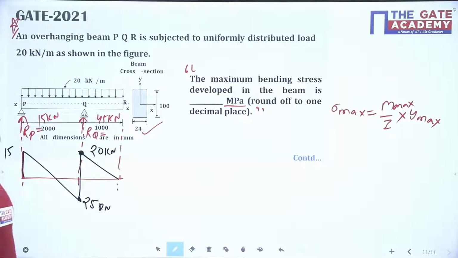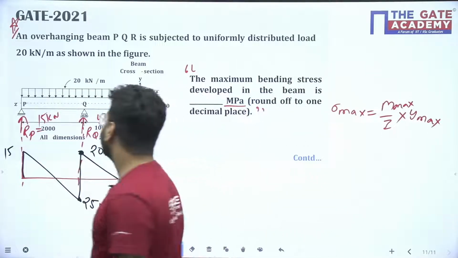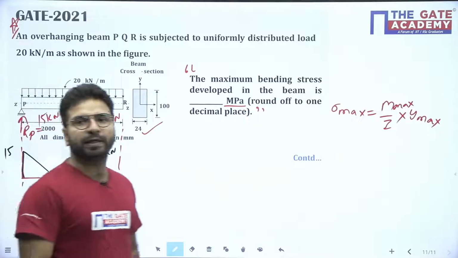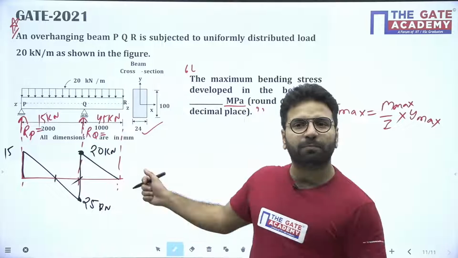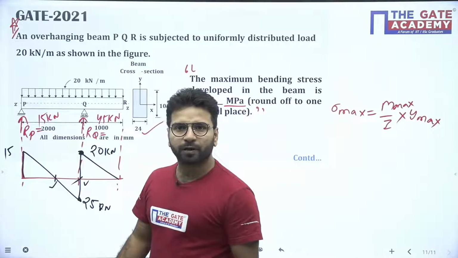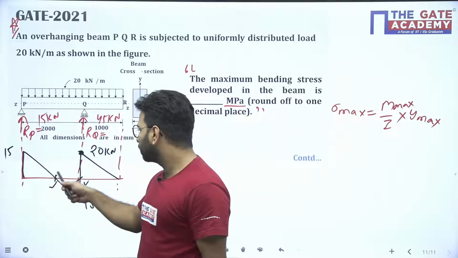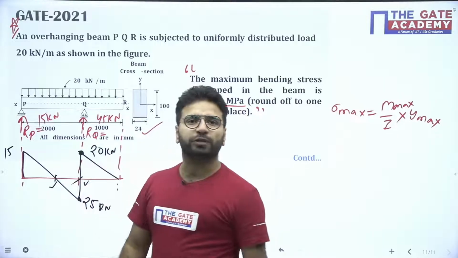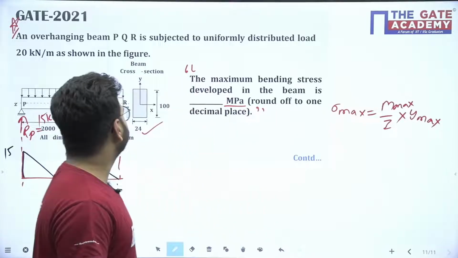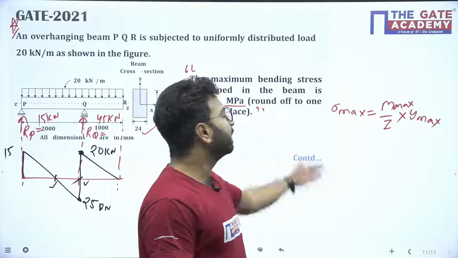Again you can see here, like yesterday's class, the shear force is changing sign at two places. One is this, the other one is this. So what we have to do is calculate the bending moment at both points, here also and here also. Then we have to see which bending moment is maximum, and based on that we will calculate the bending stress.